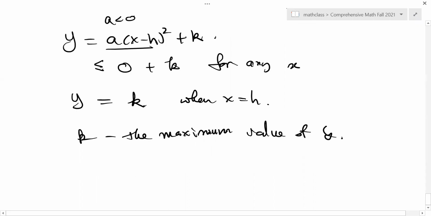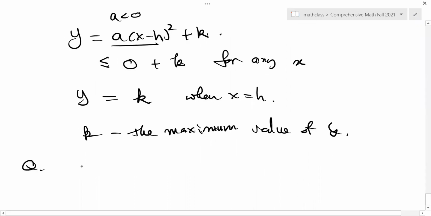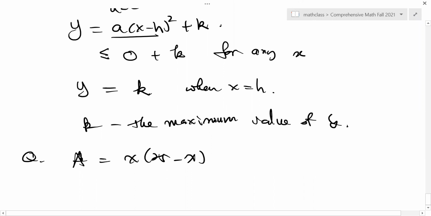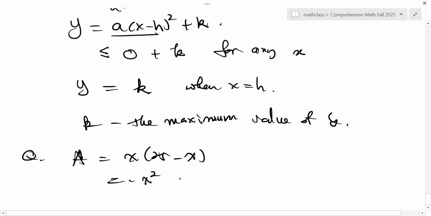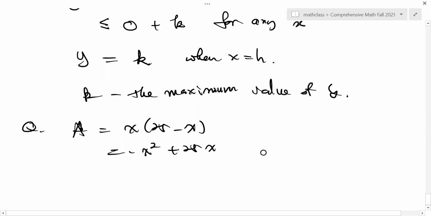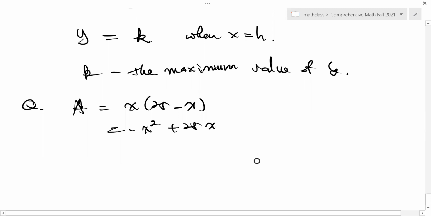Okay, let's put them into practice. So the area is going to be x times (25 minus x). Let's just look at it like that. Multiplying by a constant is the same, right? So this is going to be negative x squared plus 25x, and the leading coefficient is negative. So this should have a maximum value. The question is, what is the maximum value? How do you find it?